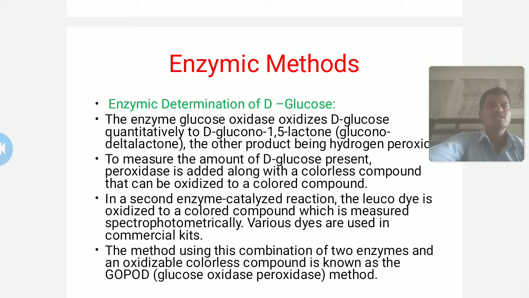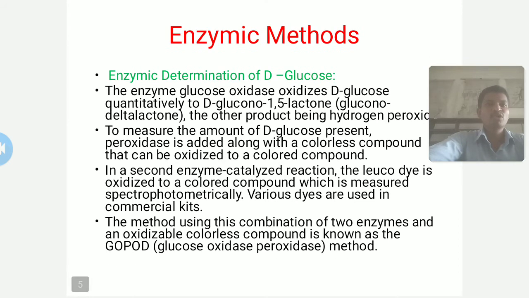The enzyme glucose oxidase oxidizes D-glucose. So D-glucose is the starting material. It is converted into D-glucono-1,5-lactone. A lactone is a cyclic ester. And its conversion is done with the help of that enzyme. The other product is hydrogen peroxide, a side product.